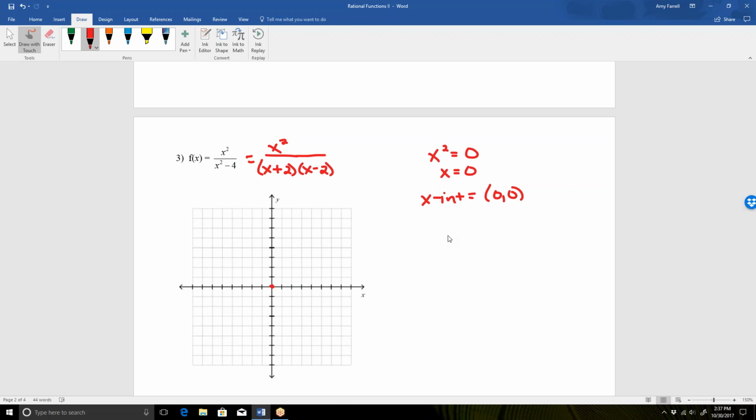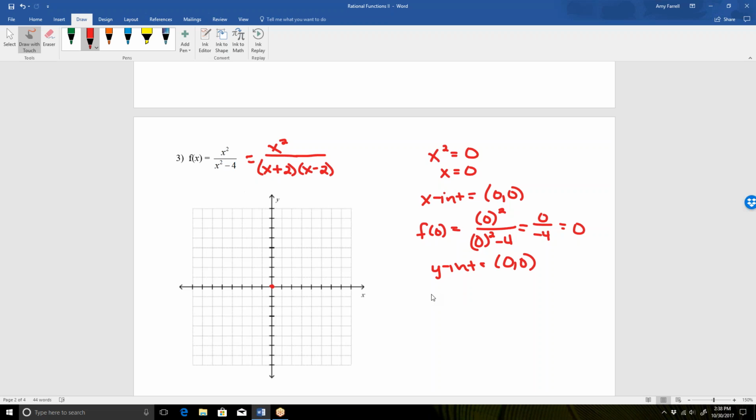To find my y-intercept, I'm going to find f of 0. F of 0 would be 0 squared over 0 squared minus 4, which is 0 over negative 4, which is 0. It shouldn't be a surprise that our y-intercept is (0, 0), because that's what our x-intercept was, and that's where the two axes cross. And so if the x-intercept is (0, 0), so is the y-intercept.